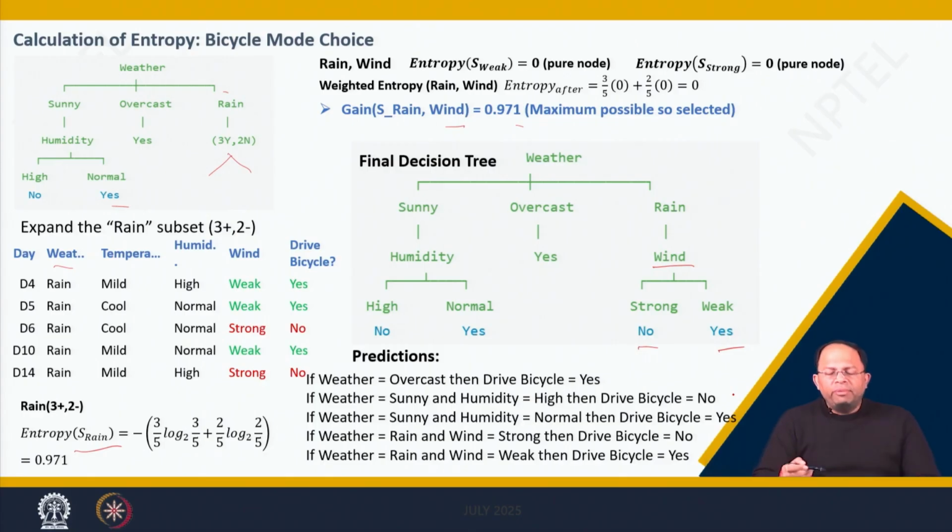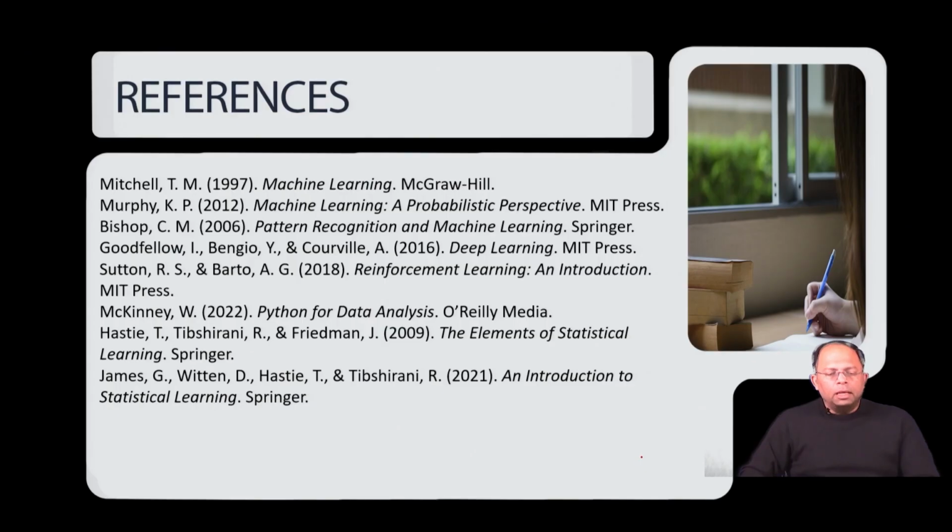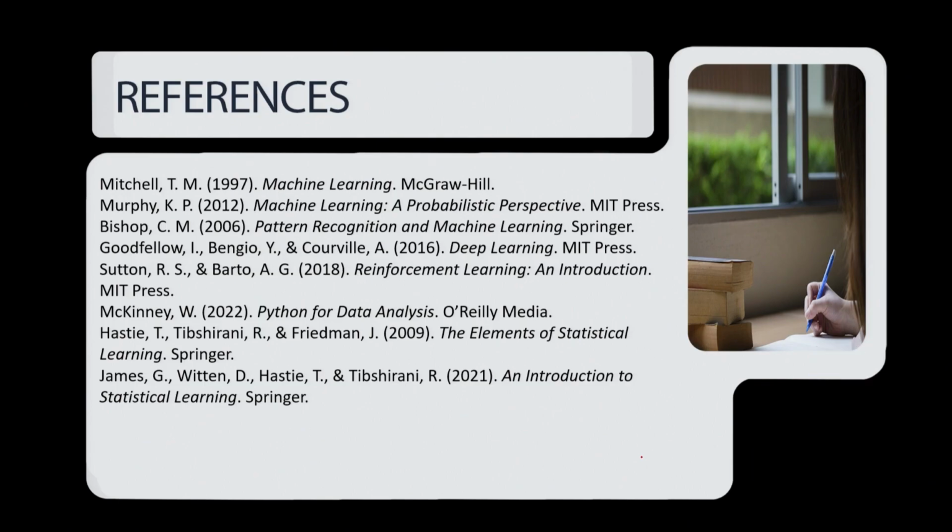So the way we predict is, if weather is equal to overcast, then drive bicycle equal to yes, straight away. If weather equal to sunny and humidity equal to high, then drive bicycle equal to no. If weather equal to sunny and humidity equal to normal, then drive bicycle equal to yes, and so on. So this is how we gradually build the decision tree, and that is how we can interpret the results as well. These are some of the references we have used.